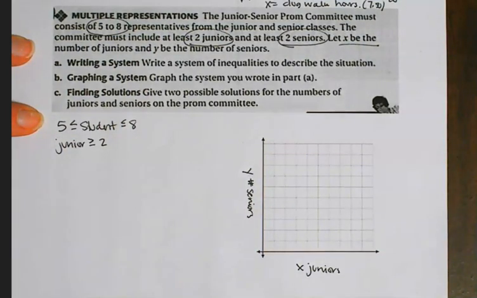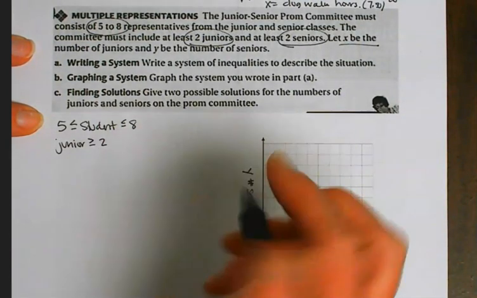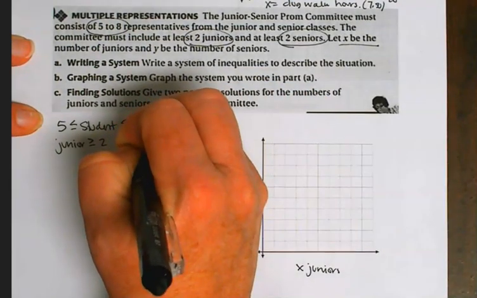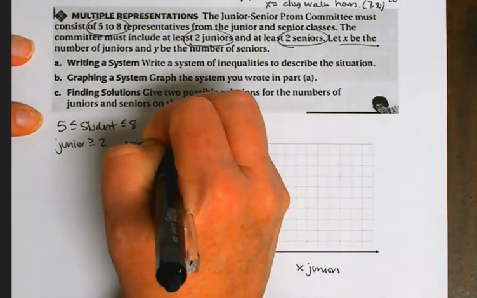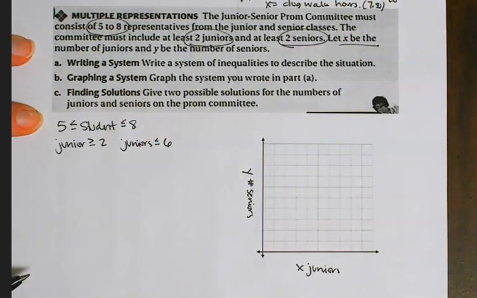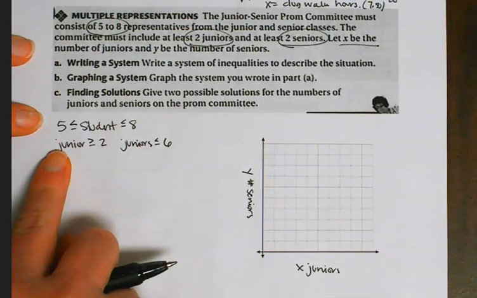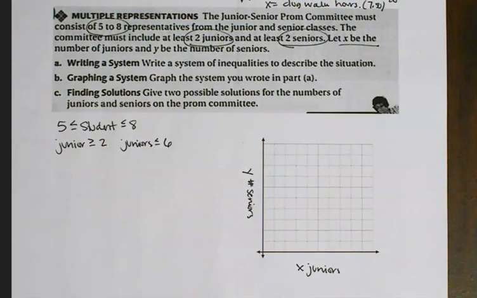Same thing with seniors. If we have to have 2 of them, we can only have 8 people. That means that juniors is also less than or equal to 6, because 2 plus 6 would be 8 people if we had 2 seniors. And so this also goes for seniors. So in working this problem, some students went straight to writing out the words into mathematical symbols.